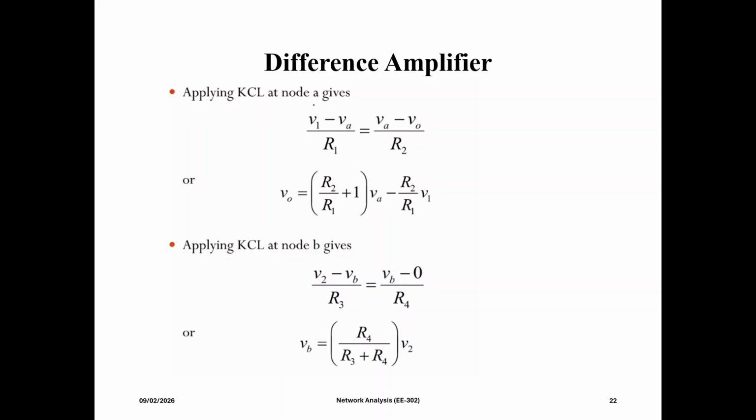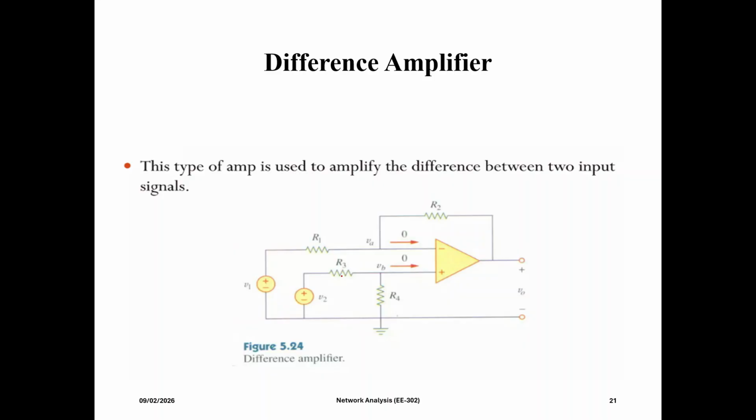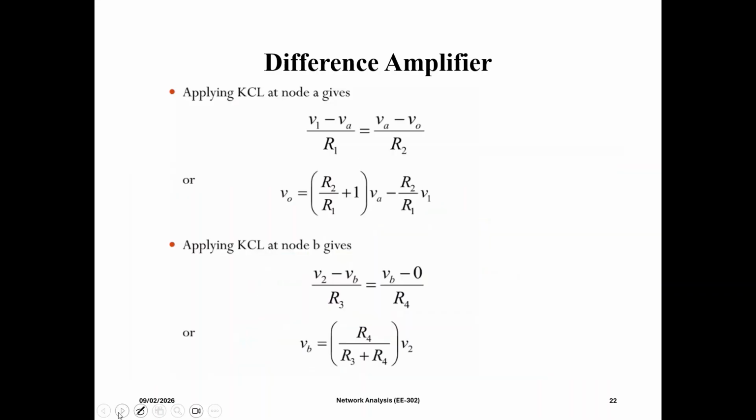At node A, the current through R1 and R2 are equal. So current through R1 is V1 minus VA over R1, and current through R2 is VA minus V output over R2. By rearranging this equation, we will get the expression for V output.